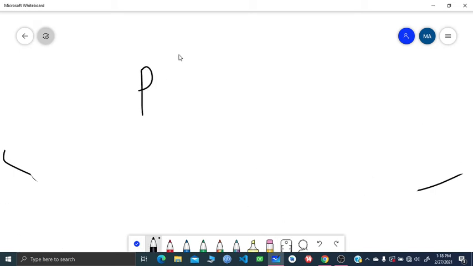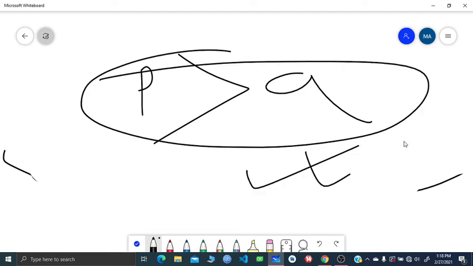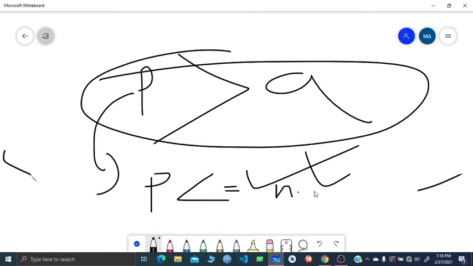And the most important one. What if P is greater than A? If P is greater than A, we have to find out some P which is less than or equal to N times A, or you could say K times A.